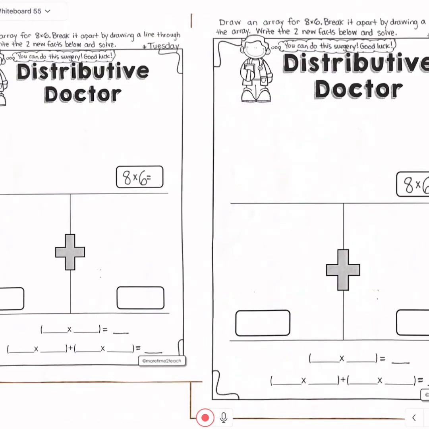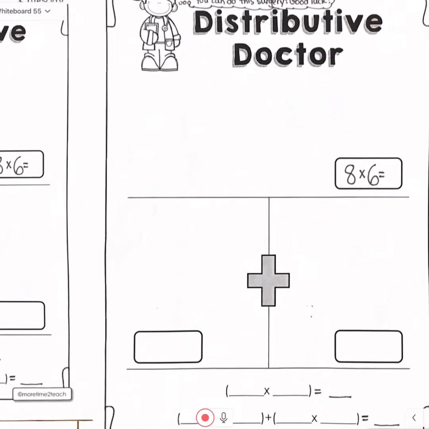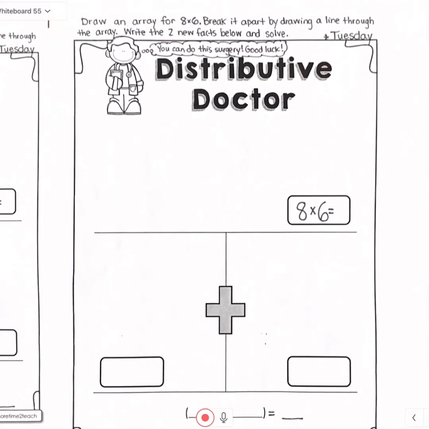Okay, the last thing, you are going to see this is an activity on Seesaw, Distributive Doctor 8 times 6. You'll also see it in your paper packet. And you need to draw an array for 8 times 6, break it apart by drawing a line through the array, and write the 2 new facts and solve.